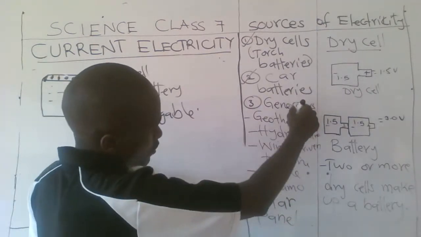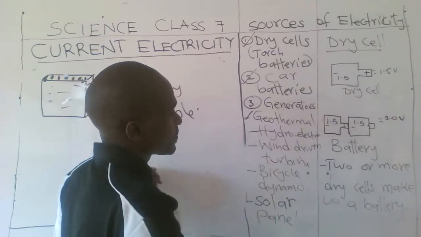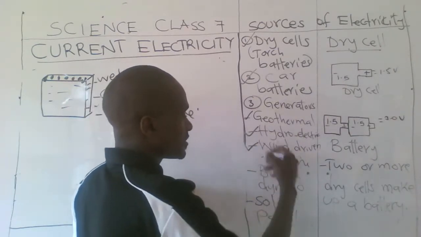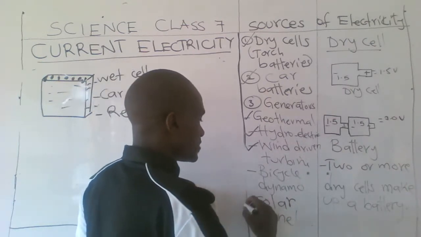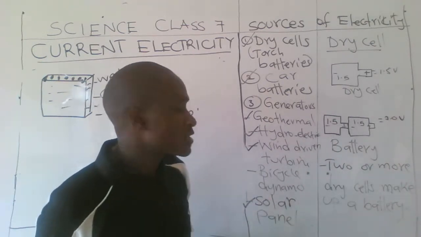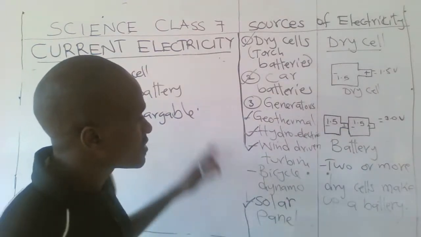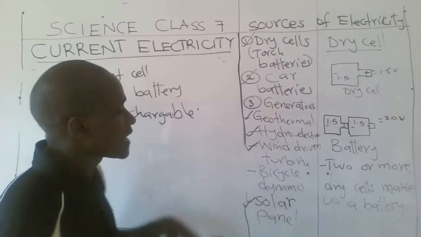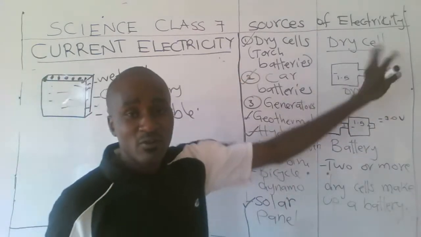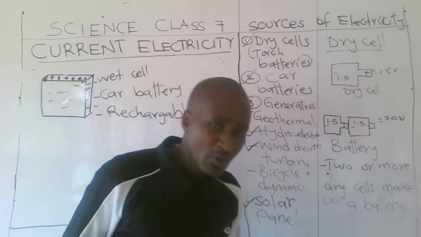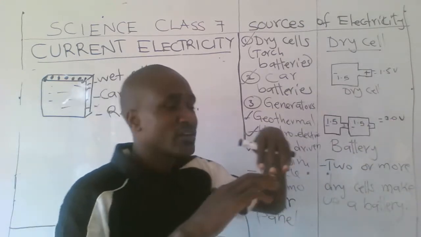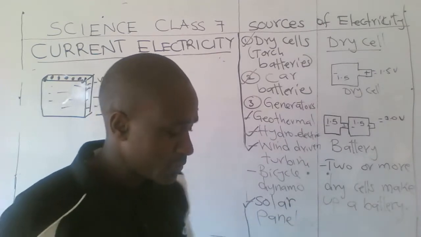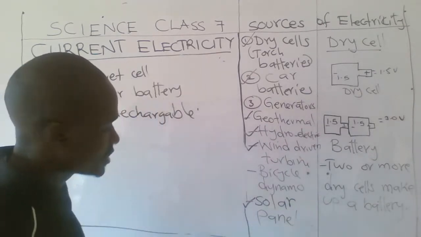We can recharge it using geothermal. We can recharge it using hydro. We can recharge it using a wind-driven turbine. We can recharge it using a solar panel. So we can recharge it using this kind of generators, which means it is rechargeable. Unlike the dry cells, when they are used up, you throw them away. But the car battery, we don't throw it away; we recharge it.